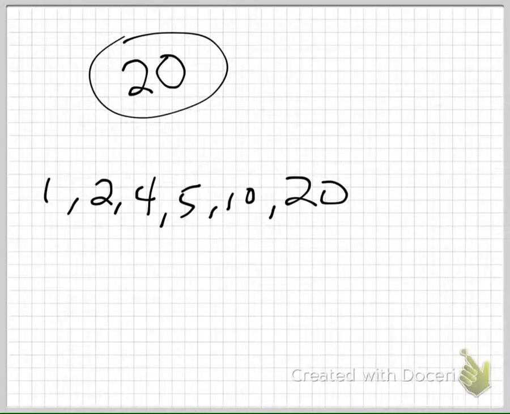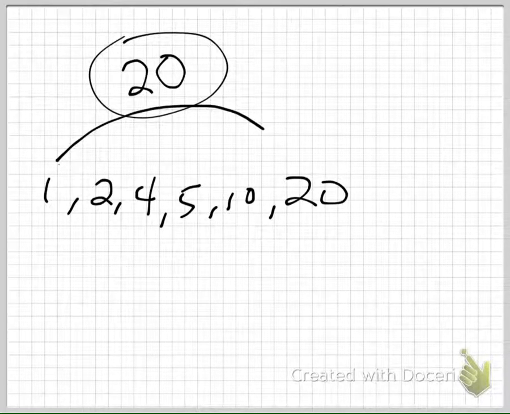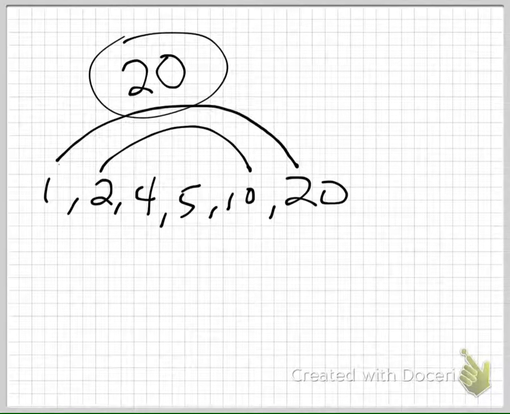Every factor has a partner. You realize that, right? If 1 is a factor of 20, it's because 1 times something makes 20. 1 times 20 is 20. If 2 is a factor of 20, it's because 2 times something is 20. 2 times 10. If 4 is a factor of 20, it's because 4 times something is 20. 4 times 5. Does that make sense? There's going to be rainbows here because they're all going to have a partner. If you ever have a number that doesn't have a partner, you're missing one.